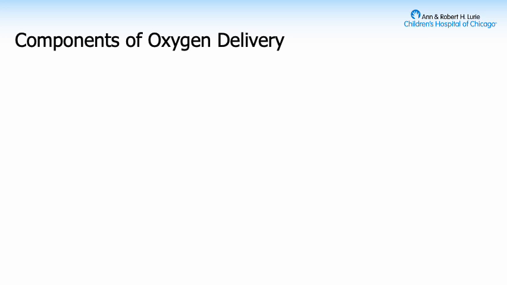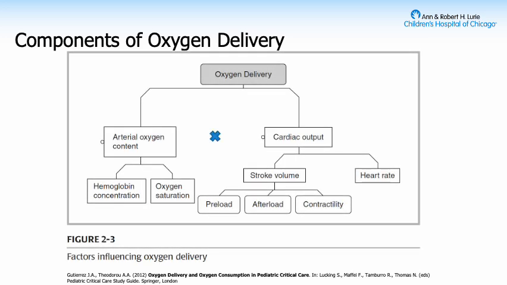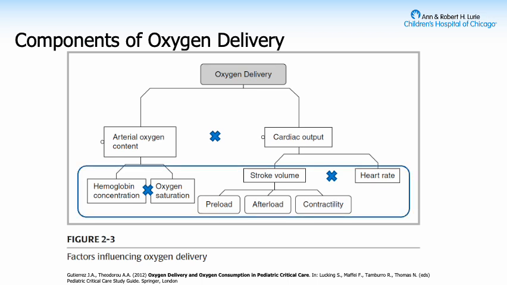What are the components of oxygen delivery? We already talked about one of them being cardiac output, the other being arterial oxygen content, and the product of those is oxygen delivery. Now, arterial oxygen content is also dependent on the product of hemoglobin concentration and oxygen saturation, and cardiac output, as we discussed, is stroke volume times heart rate, and stroke volume is dependent on preload, contractility, and afterload. So at the base of this pyramid of oxygen delivery are these six important factors.